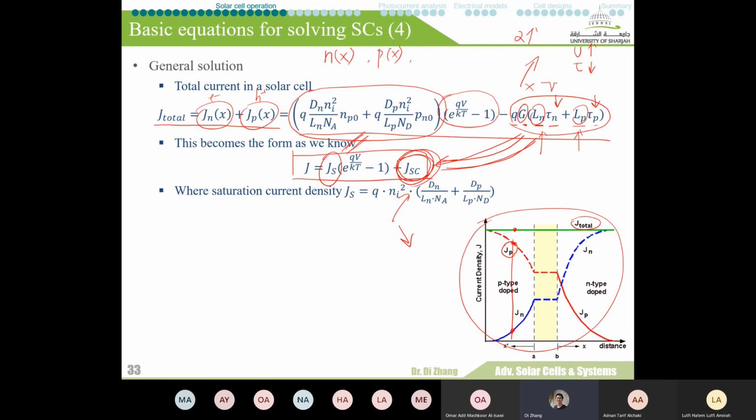Okay, so under illumination, we have a constant current density across the PN junction, but at different points, we have different hole and electron current contributions. Inside the space charge region, you can see that the hole current and the electron current are constant. But if you go far away from the PN junction, the hole and electron currents change. But the summation is always the same. That is very helpful for you to know.